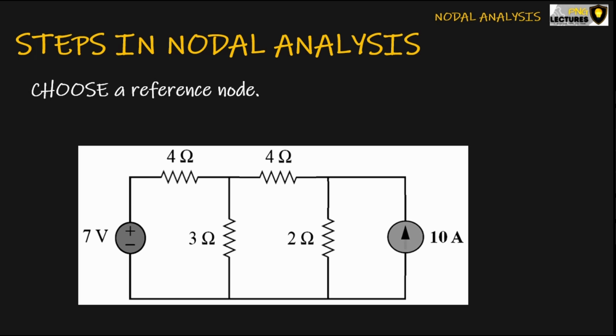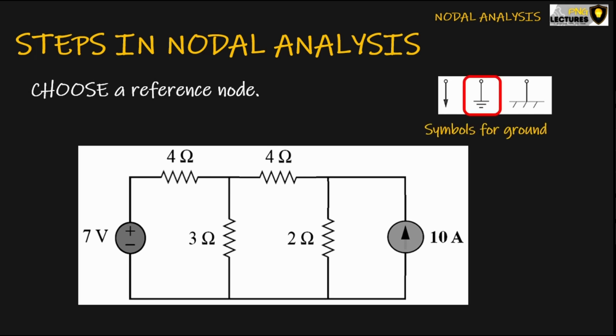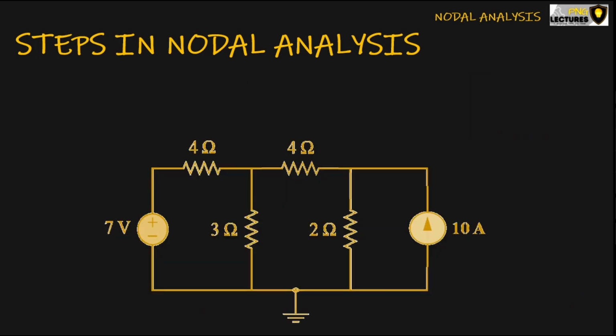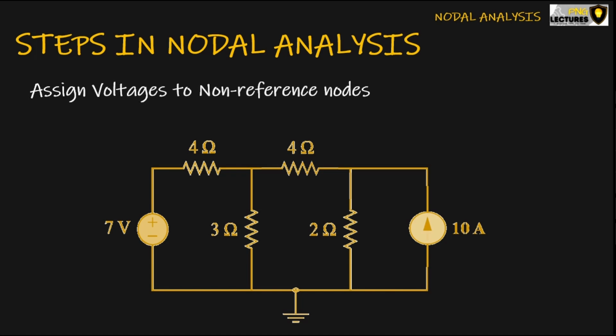In choosing the reference node, it is wise to select the one with the most elements and/or the one with a voltage source connected to it. So we may use the symbols as shown, but we will be using this particular symbol which we call the chassis ground. Once the reference node is selected, the next step is to assign voltages to all non-reference nodes. In this case, we have two. Note that we no longer consider the node between the 7 volts and 4 ohms as stated in the previous section. We have VA and VB.